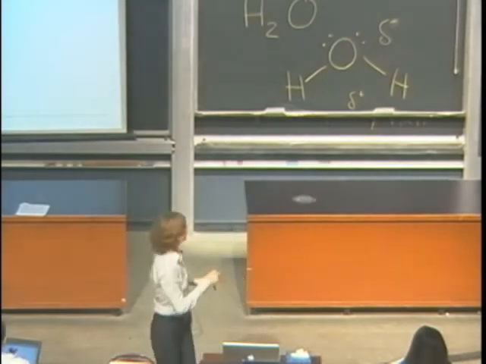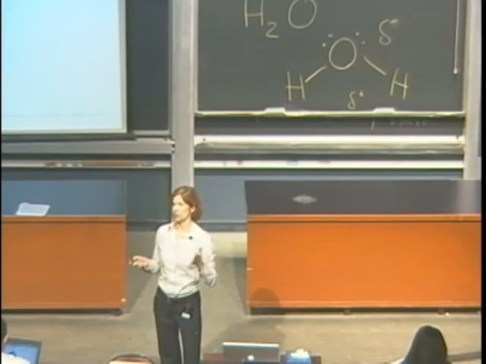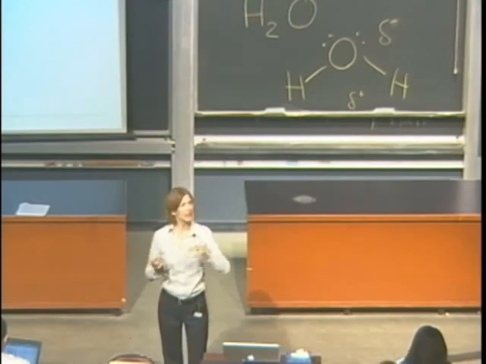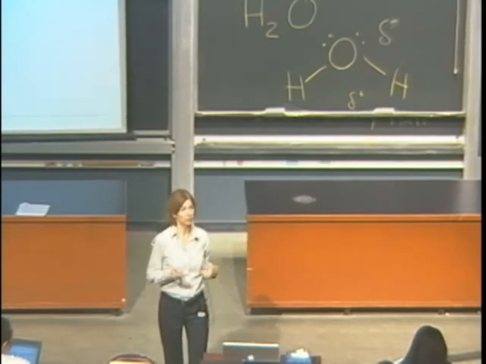Right, okay, and so this polarity then also allows water molecules to form hydrogen bonds with each other. And these hydrogen bonds are a special kind of chemical bond that is an interaction between, it's essentially a sort of a covalent-like bond that's an interaction between a hydrogen and another atom, typically oxygen, but not always.